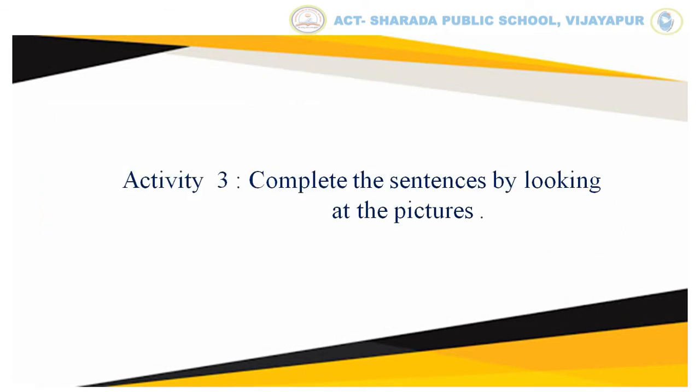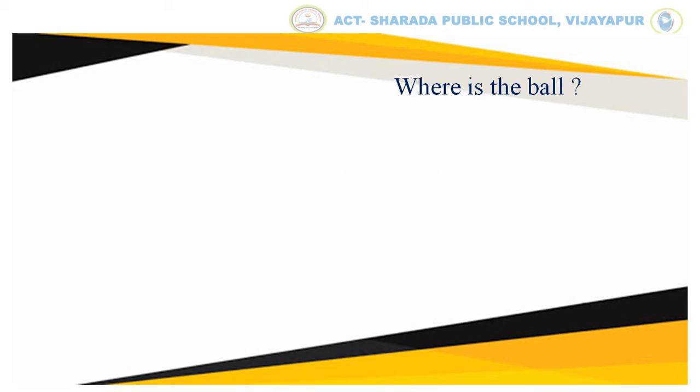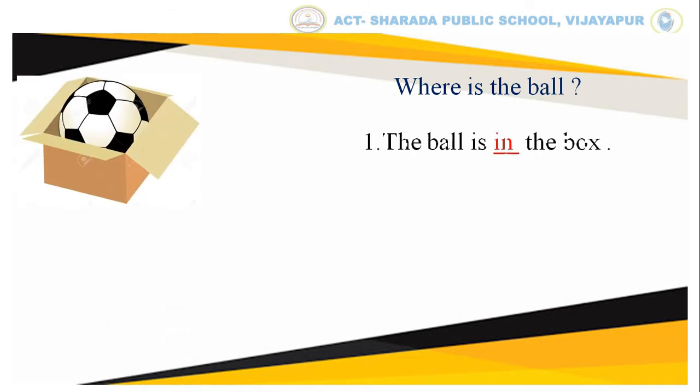Activity 3. Complete the sentences by looking at the pictures. Where is the ball? The ball is in the box. Children, repeat each sentence after me. The ball is in the box.